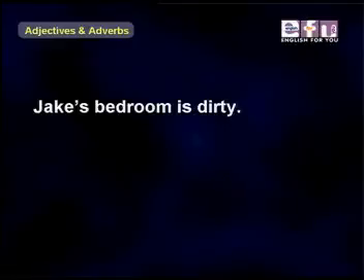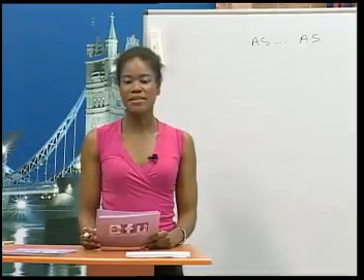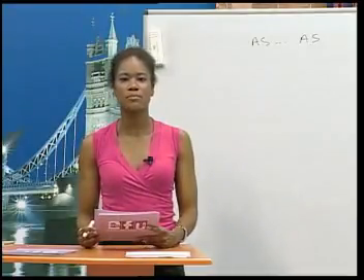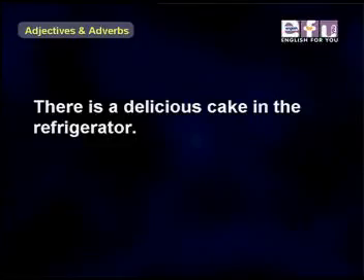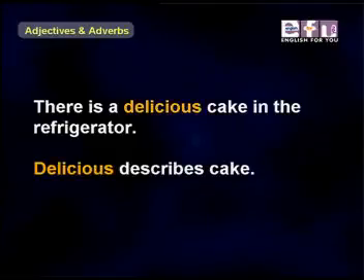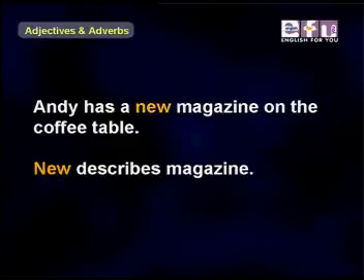Jake's bedroom is dirty. Dirty describes bedroom. So again, the adjective is following the verb to be. Next example. There is a delicious cake in the refrigerator. Delicious describes cake. In this case, the adjective is before the noun. Next example. Andy has a new magazine on the coffee table. New describes magazine. And again, the adjective is before the noun.